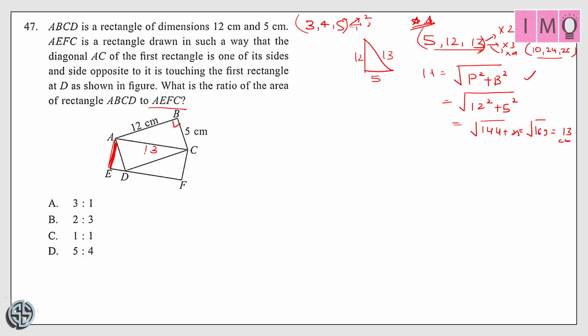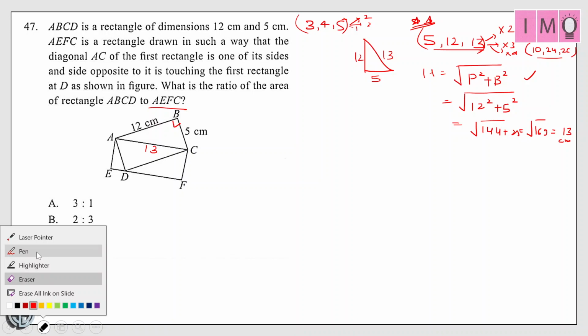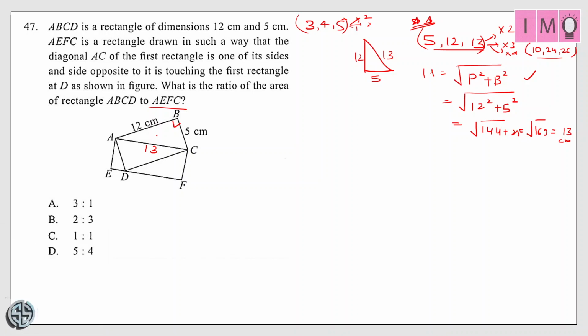This is 13, and if you compare, AD will be equal to 5 centimeter, right? Why? You can see AD is just the side, the breadth, of the rectangle ADBC. And BC is 5, so it will also be 5, and the length is 12, so DC will also become equal to 12.